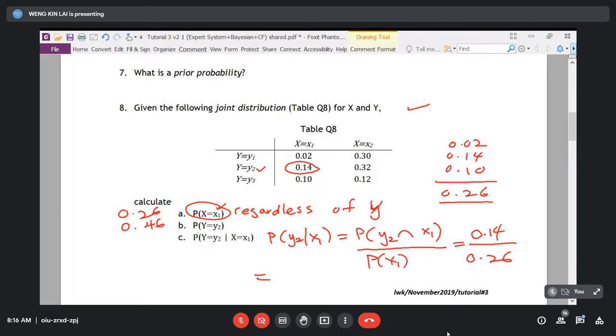Maybe take out your calculator, because especially if you're using your handphone, you can use your handphone to calculate this. What's the value here? Yep, correct. Chia, thank you. So you have 0.5385, right? Can all of you get that?